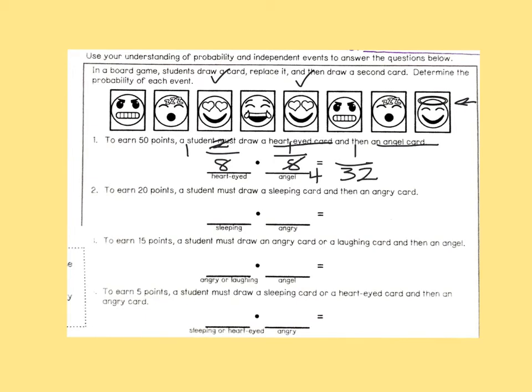So you are replacing those 2 heart-eyed cards, so that's why you still have the 8 in the denominator. If you weren't putting them back and you were trying to get the angel card, it would be 1 out of 6. But you are putting them back, so it's 1 out of 8.